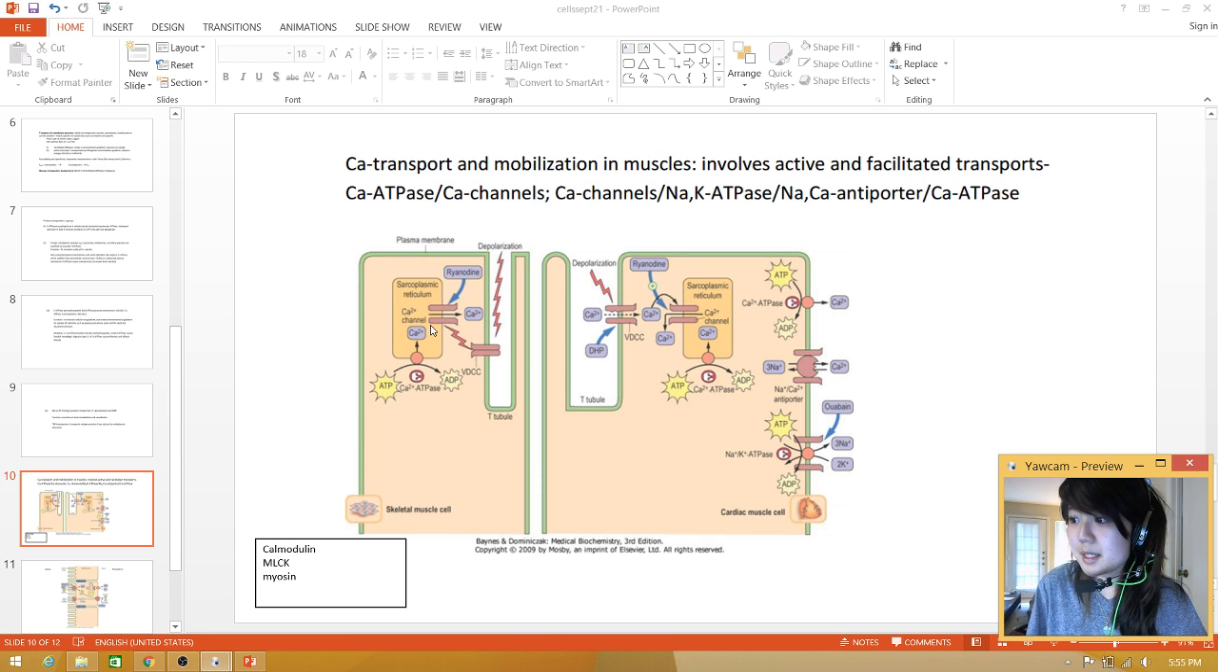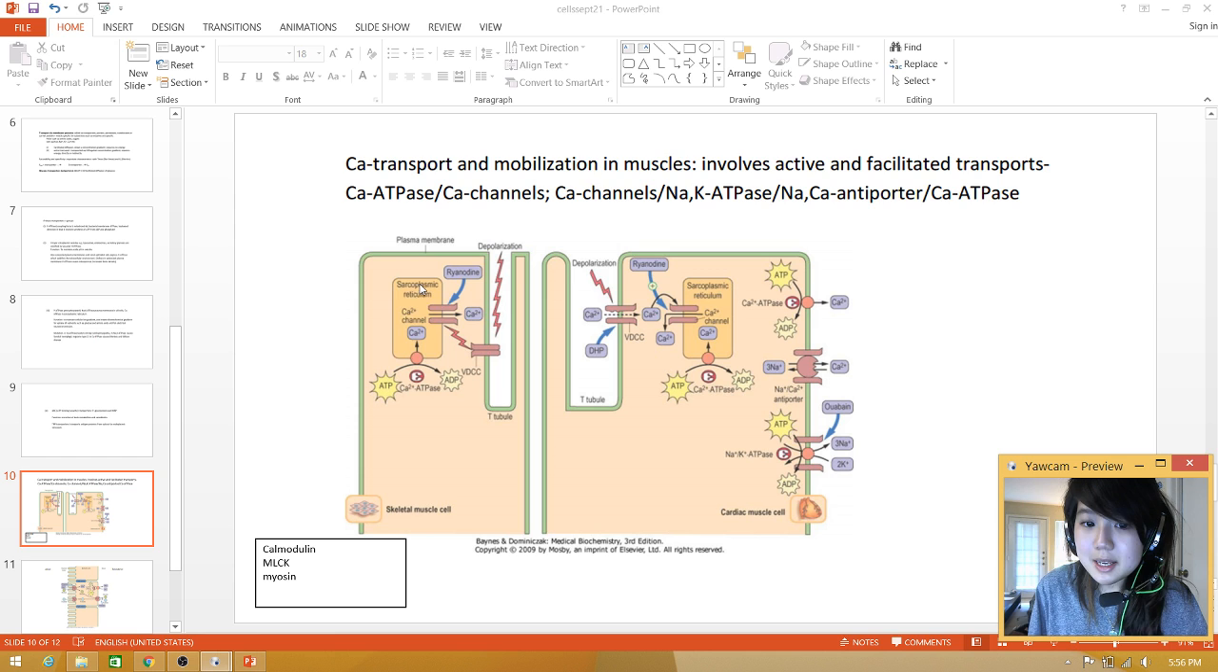The cell normally does not have a high concentration of calcium inside because once calcium comes into the cell, the cell's physiology is changed. So the cell must store calcium in the SR. For calcium to leave the SR, it's going to go through the calcium channel through facilitated diffusion. And once again, that calcium channel is going to be activated by VDCC.